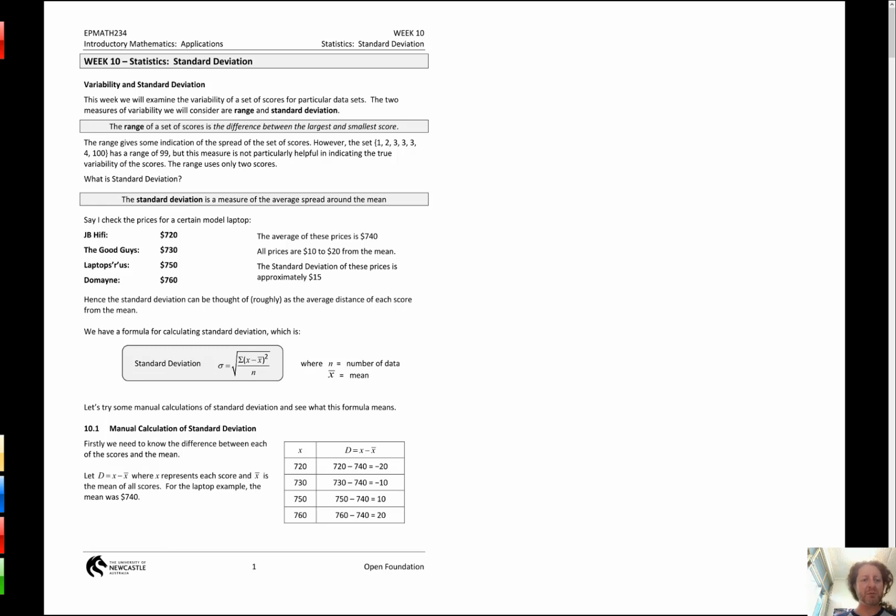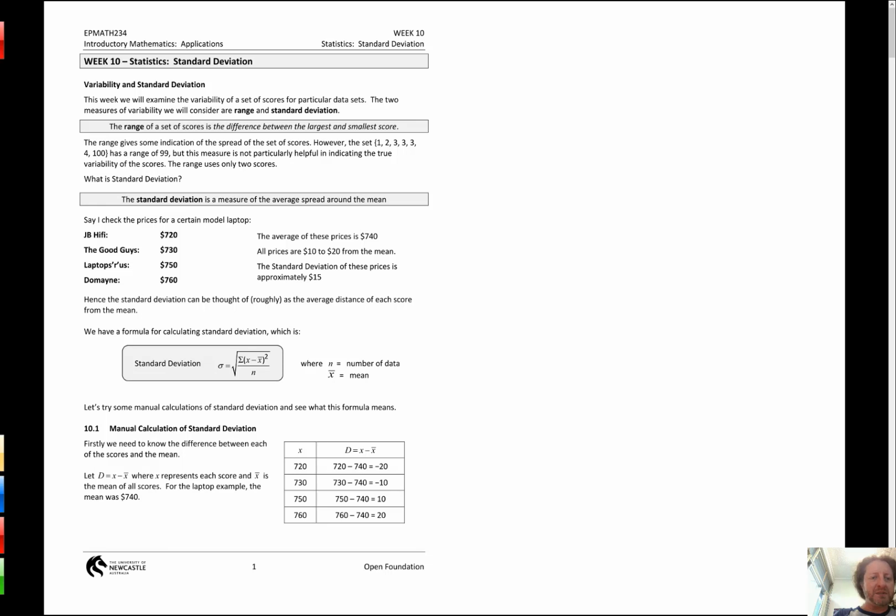So let's look at this example. Say I check the prices for a certain model of laptop. JB, Good Guys, Laptops R Us, and so on. All right: 720, 730, 750, 760. Already looking at that, I'm saying the data wasn't spread that much. It's not like someone was selling it for 400 and someone was selling it for 1200. I'm no expert in the field, but it wasn't a huge range.